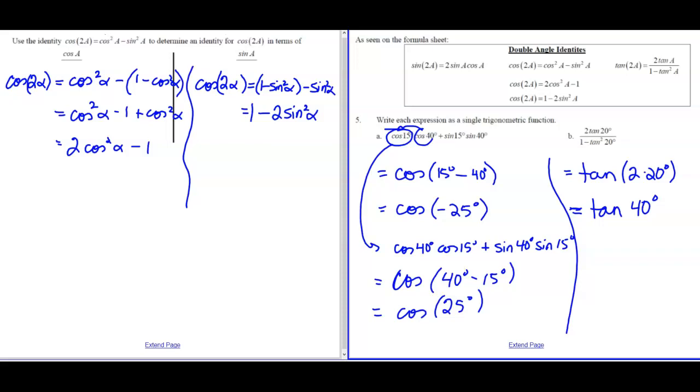Okay, take a look at the formula sheet. It says tan of 2 alpha equals 2 times tan of alpha over 1 minus tan squared alpha. So this is your alpha. You've got to double it. Put it in.